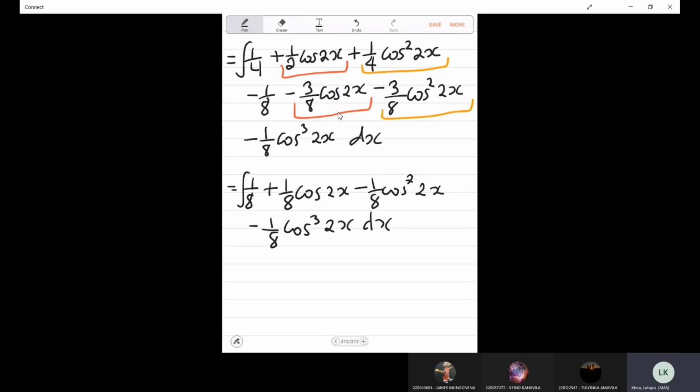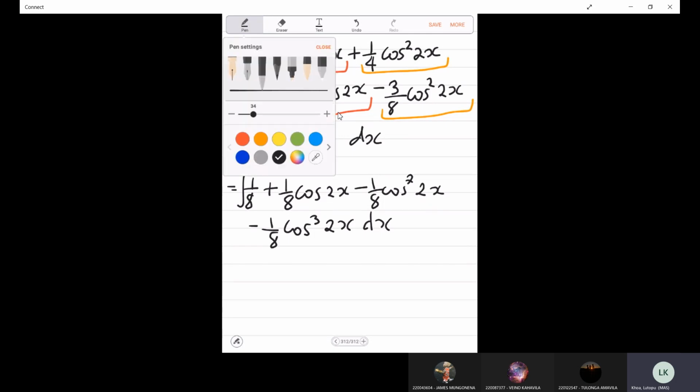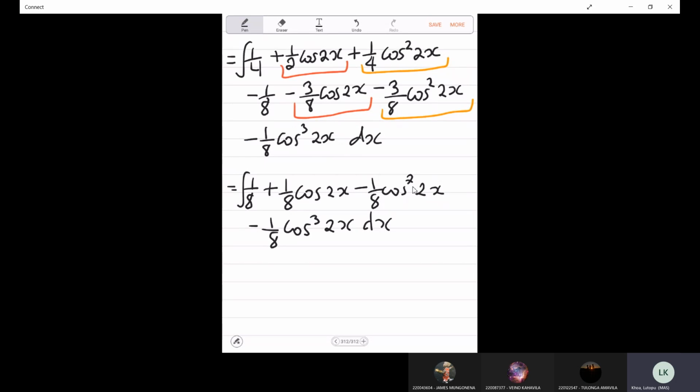Okay, so the first two terms, they're easy to integrate. But then these two here, cos squared and cos to the power of 3, we need to rewrite them. So cos squared, we will rewrite using the double angle identity. And then this one here, we have to rewrite as cos squared times cos. And then the cos squared, we can rewrite in terms of sine squared.